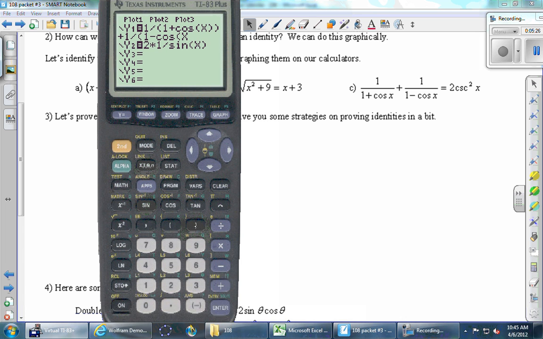Sine x squared. Where do we need parentheses? At the end? Yeah, you never need trailing parentheses. You can put them, and technically it's wrong because it's missing a couple of parentheses, but the calculator doesn't care about parentheses at the end. Okay, so cosecant squared is 1 over sine squared. I've typed that in there, and I think we're good.